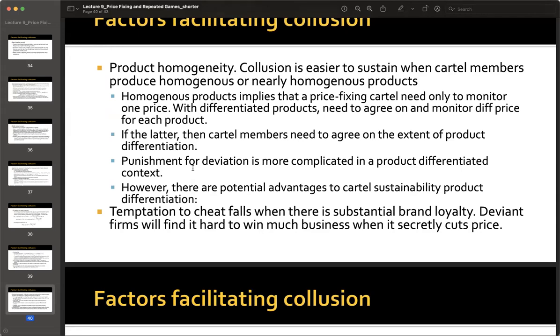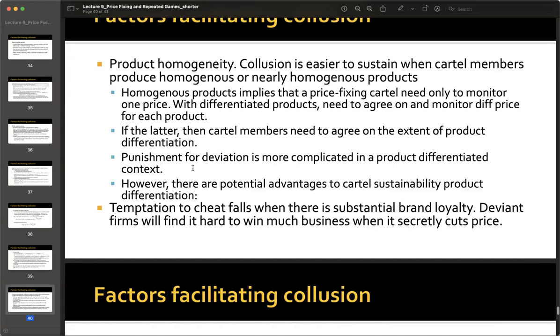However, there are advantages to cartel sustainability in a market with product differentiation. So the temptation to cheat falls when there is substantial brand loyalty. So deviant firms will find it hard to win much business when they secretly cut the price. So remember, in horizontal differentiation, if you cut your price, that doesn't mean everyone goes to you. If you remember your horizontal differentiated Bertrand, right? Only some can go to you. And therefore, the advantages of deviating will be lower in that case where you have this differentiated product.